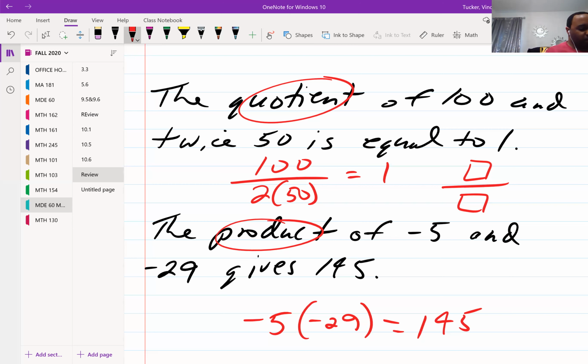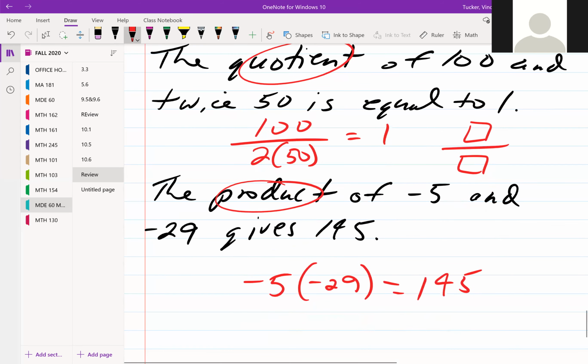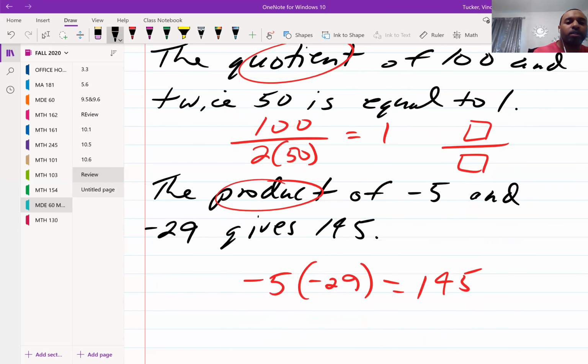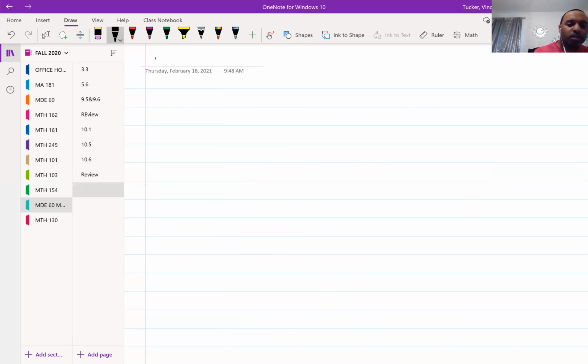All right. So, any questions before we look at exponents today? Everybody good? 12.1, exponents.